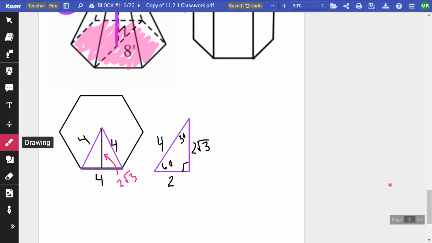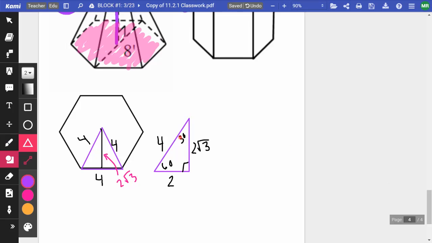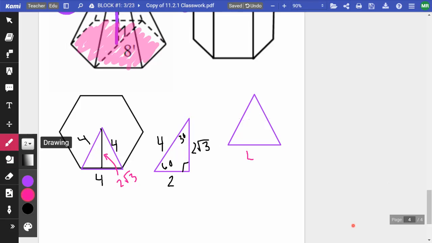So when I'm trying to find the area of this hexagon, I know that my triangle is going to be 4 times 2 root 3, divided by 2. So that's going to give me 4 root 3. That's the area of one of these triangles. I have 6 of these triangles.